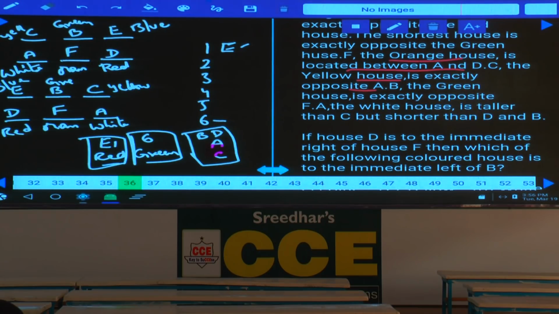Then as E is blue in color, then regarding these sizes. Now B, D, A and C. Can C be at the last place? Can C be at the last place or not?